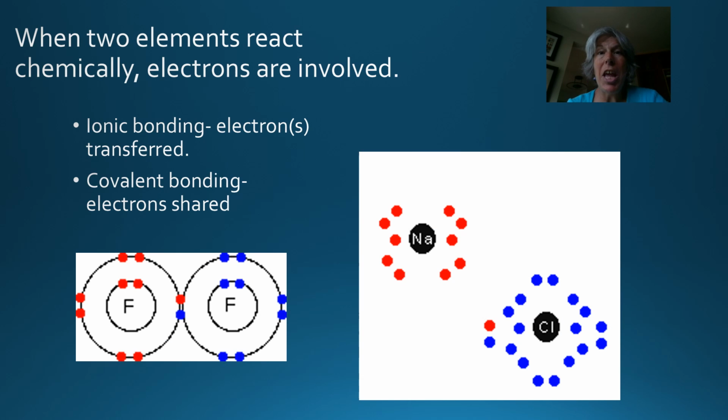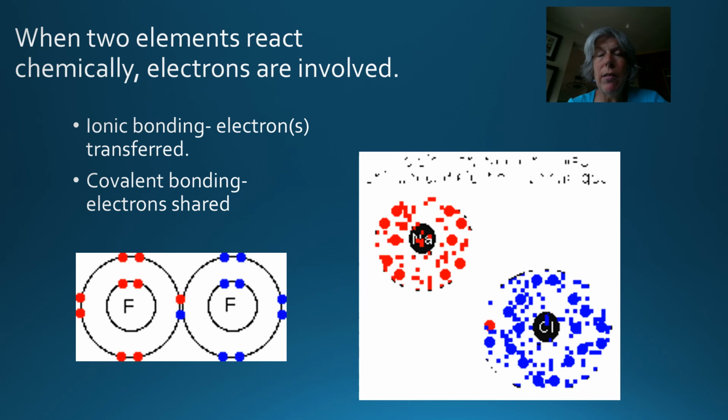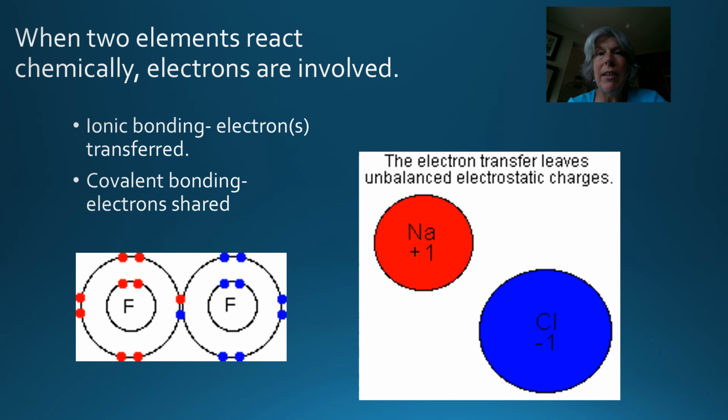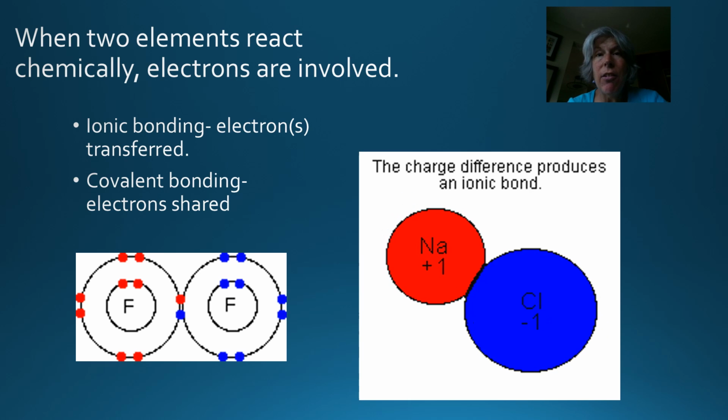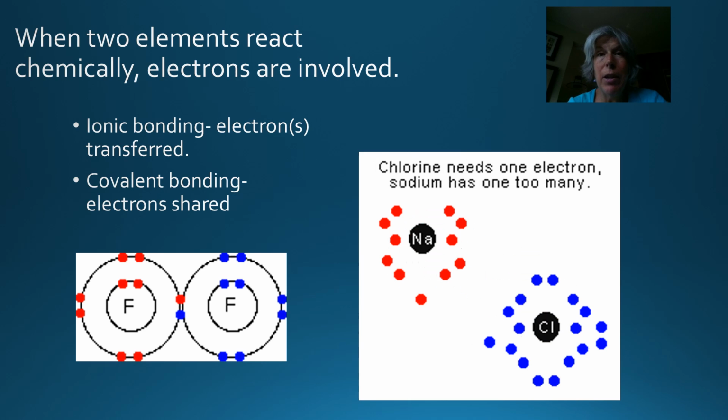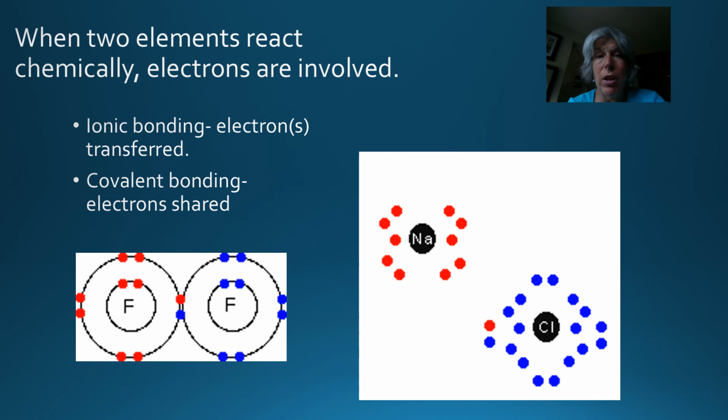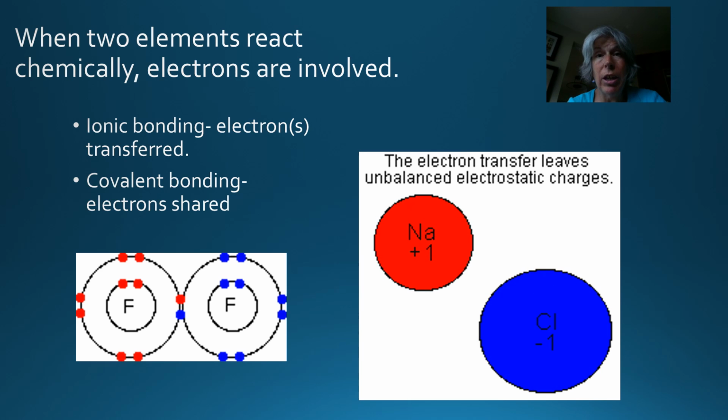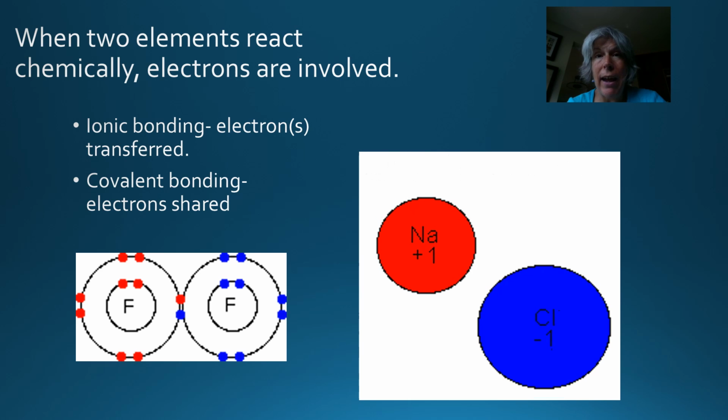Electrons are where chemistry happens. It's because of electrons that chemicals react. And certain chemicals will react very violently because of the way their electrons are arranged. There's 2 ways that we'll look at that chemicals can react.